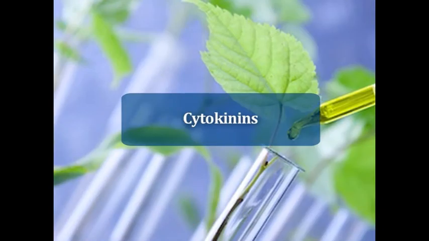Let us now learn about the next group of plant hormones, that is the cytokinins. Cytokinins are another class of plant hormones whose main effect is to promote cell division, or cytokinesis, in plants. Cytokinins are derivatives of the purine adenine.